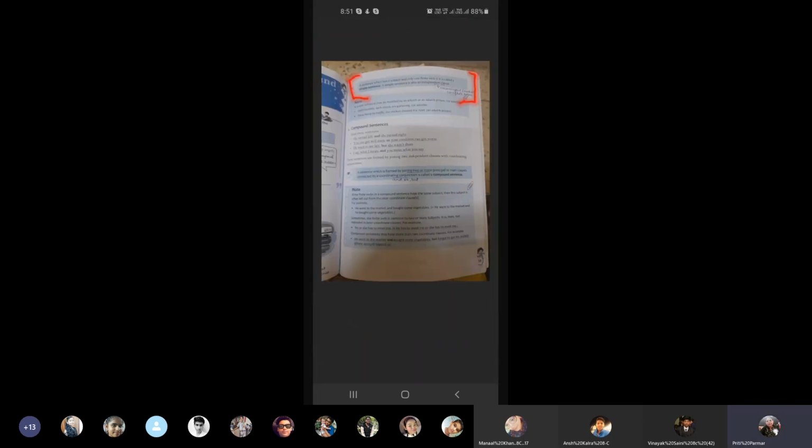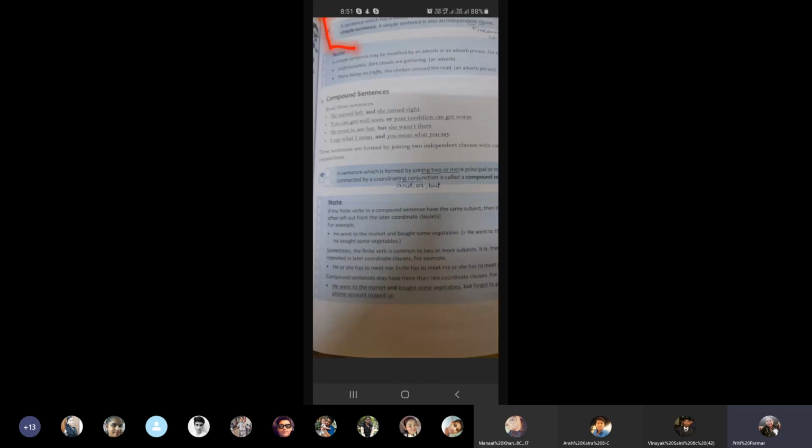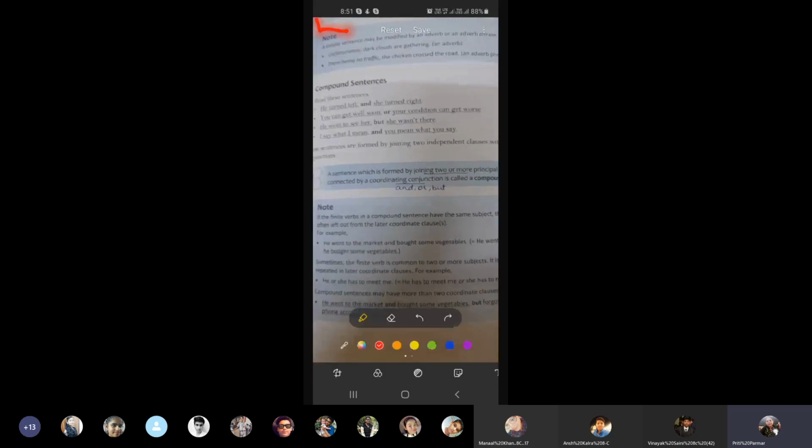Now, then they are telling you note. A simple sentence may be modified by an adverb or an adverb phrase. For example, unfortunately, dark clouds are gathering. Now, here unfortunately is an adverb. Clear? But it still remains a simple sentence.